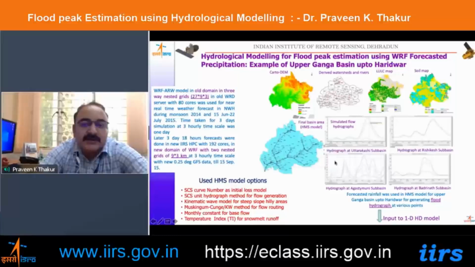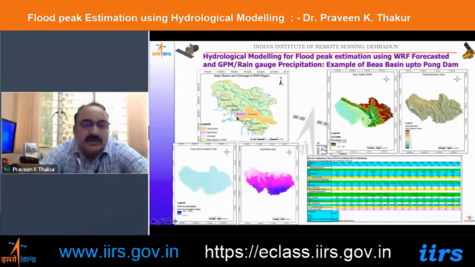So if there is a very heavy rainfall in the catchment, we can easily predict 3 days in advance how much water is going to be generated, because most of these watersheds are ungauged. And a similar exercise is done for the Satluj Basin, Beas Basin, and Jhelum Basin also. This is one example of the Beas Basin.